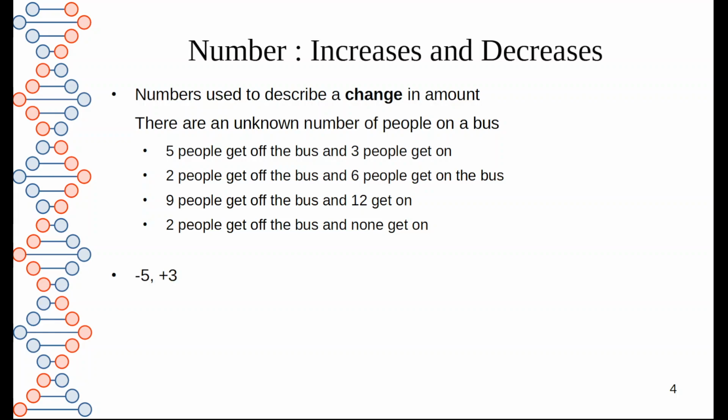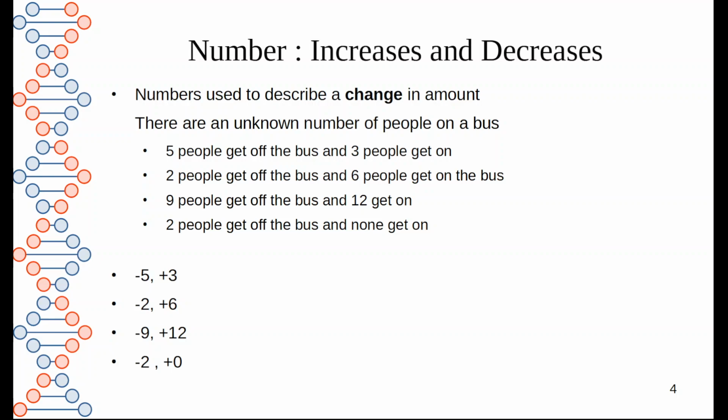So for the first two, I'm going to use the number -5 to describe 5 people getting off the bus and +3 to describe 3 people getting on. So I think you can guess, for 2 people getting off the bus and 6 people getting on, we'd use the numbers -2 and +6 to describe that change. Then for 9 people getting off and 12 people getting on, we use the number -9 and the number +12 to describe that change. Then use the number -2 and +0 to describe the final change.